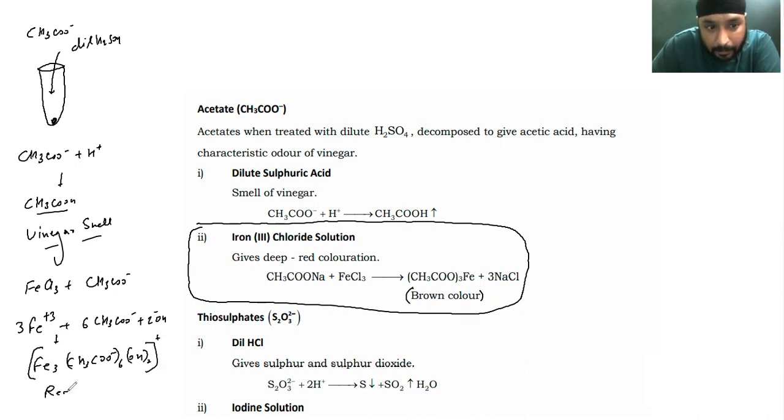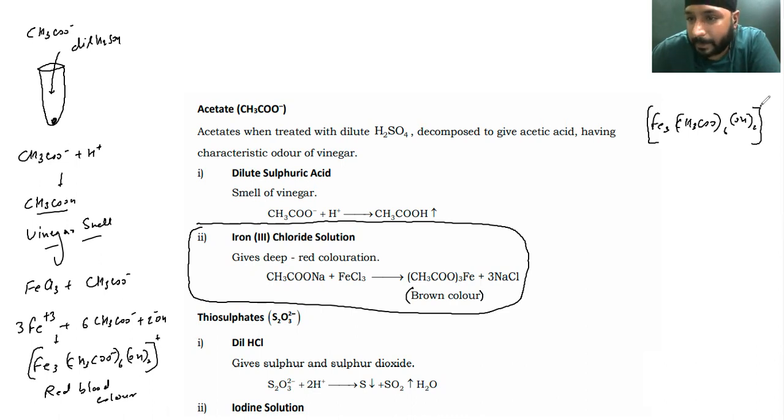It is red blood color. This red blood color forms as [Fe3(CH3COO)6(OH)2] plus, the net charge obviously being plus 1. When you heat it or keep it for a longer amount of time, that red blood color instantly decomposes to form Fe(CH3COO)(OH) whole twice.